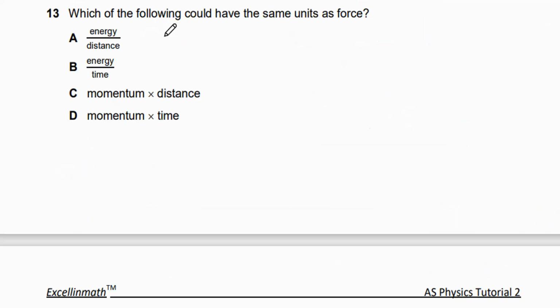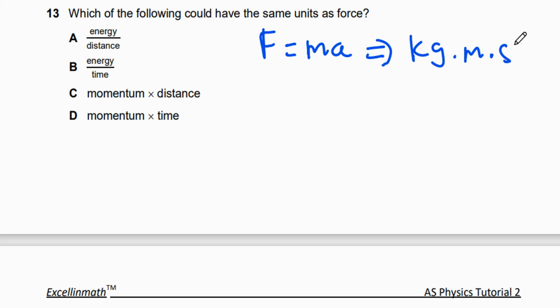In number 13 it says, which of the following could have the same units as force? And we're given these 4 options. Let's start by looking at the units of force. So the SI base units. We know force is mass times acceleration. And so the SI base units will be kilograms for mass and meters per second squared for acceleration.